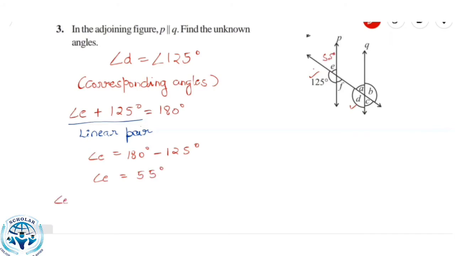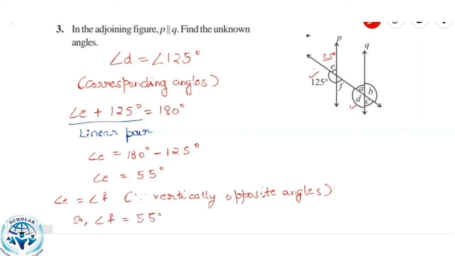As E and F are vertically opposite angles, angle E is equal to angle F and F will also be equal to 55 degrees. Now three angles are known, D, E and F. We have to find out A, B and C.